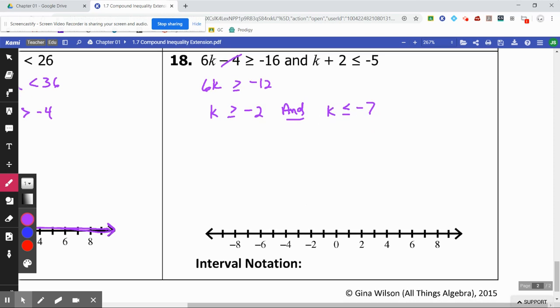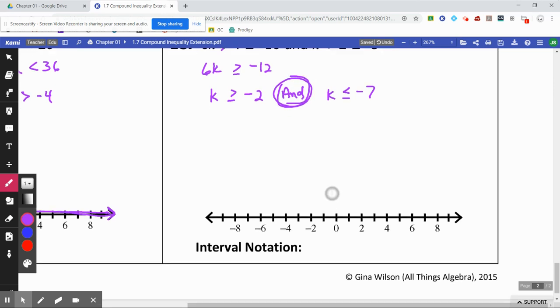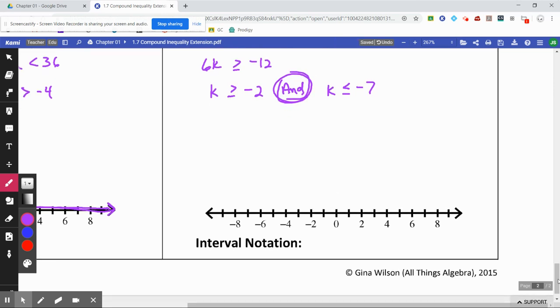So k has to be both. We're looking for a number that is bigger than negative 2. Okay, here is negative 2. So the number has to be bigger than negative 2, and the numbers also have to be smaller than negative 7. How can you be bigger than negative 2 and smaller than negative 7 at the same time? You can't. So therefore, that'd be a no solution.